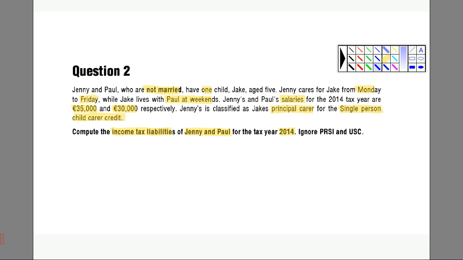Well, quite a few things really. The first one is that they've clearly said that these individuals are not married. Therefore, they cannot be assessed under what we call joint assessment. So if we're not assessing under joint assessment, we've got to have two separate income tax computations, one for Jenny and one for Paul.